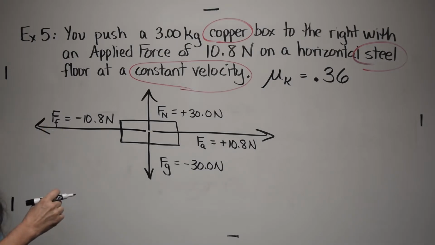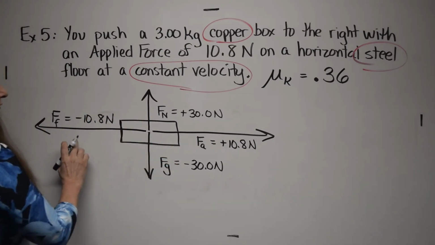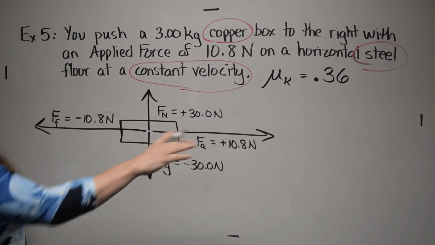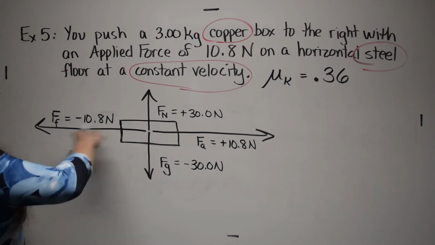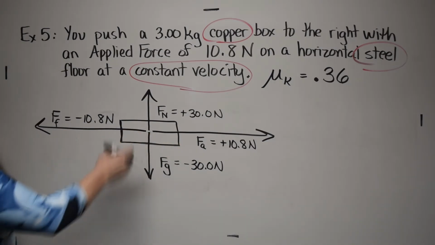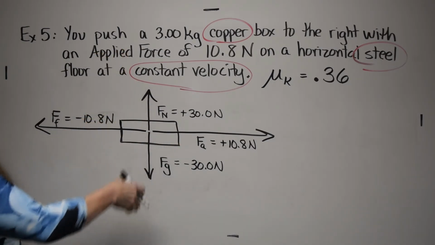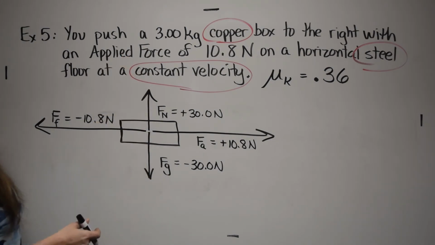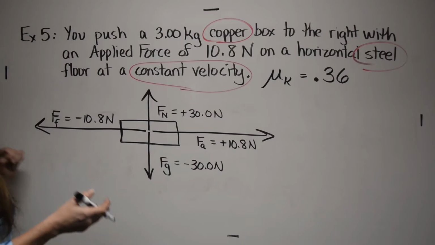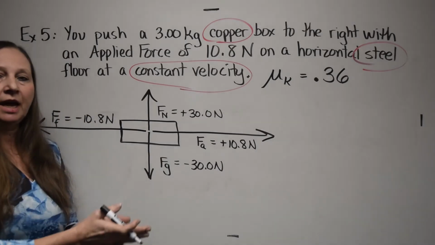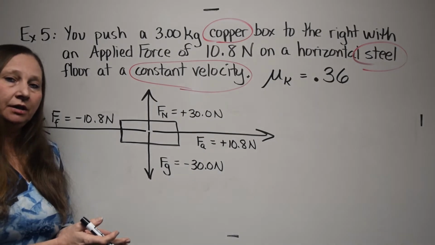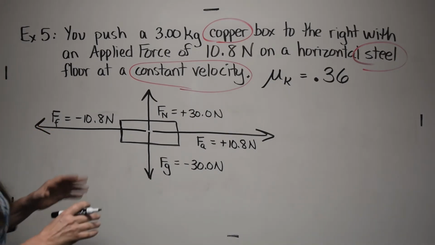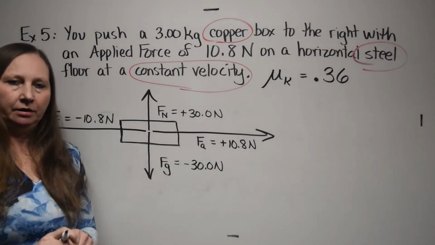Again, the reason that we know that the friction is the same magnitude as the applied force is because the box is traveling at a constant velocity. Therefore, the net force in that direction must be 0. The net force in this direction is also 0, because vertically, the box is at rest. And Newton's first law says if the box is at rest or traveling at a constant velocity, the net force must be 0. Now, the free body diagram is done.